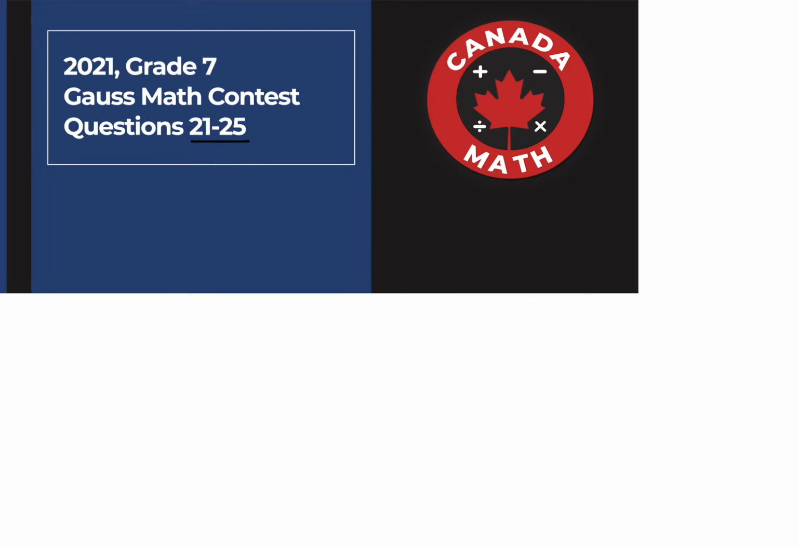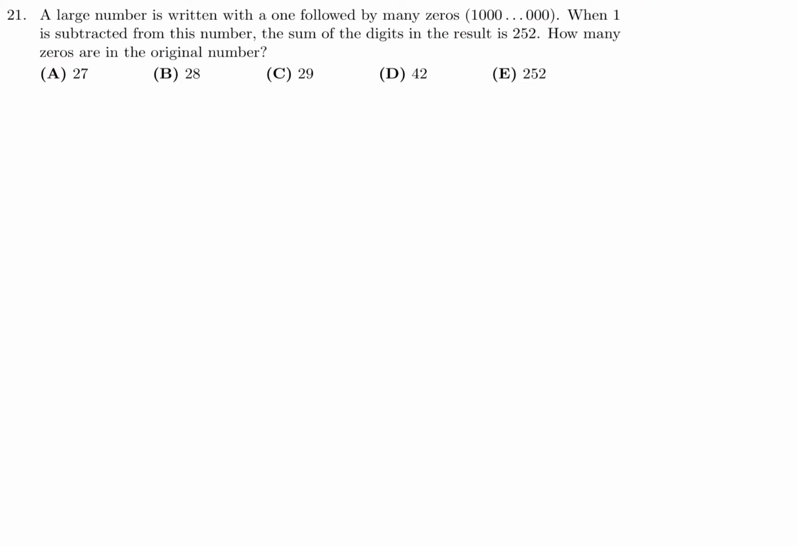Questions 21 through 25 on the 2021 Grade 7 Gauss Math Contest. A large number is written with 1 followed by many zeros. When 1 is subtracted from this number, the sum of the digits in the result is 252. How many zeros are in the original number?